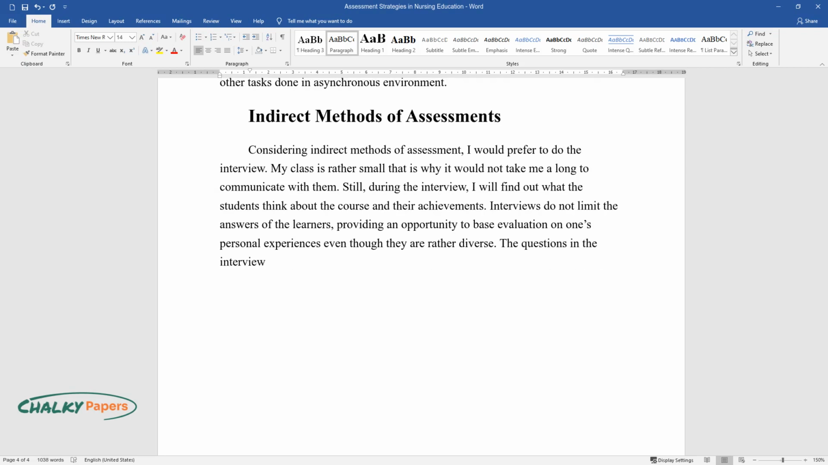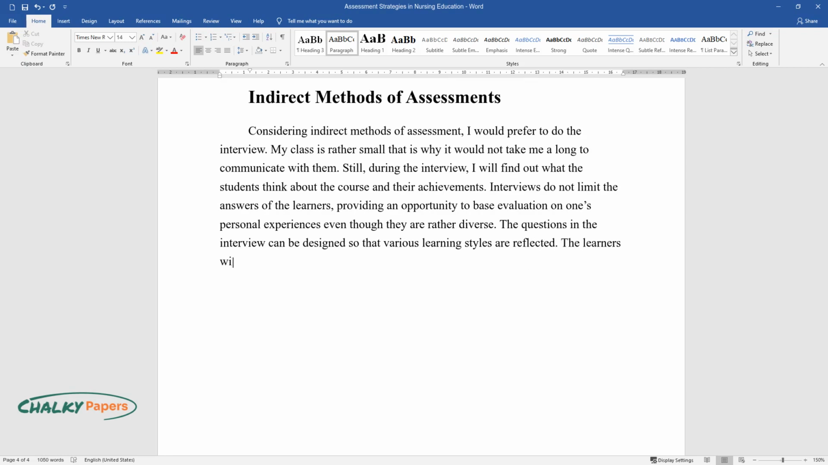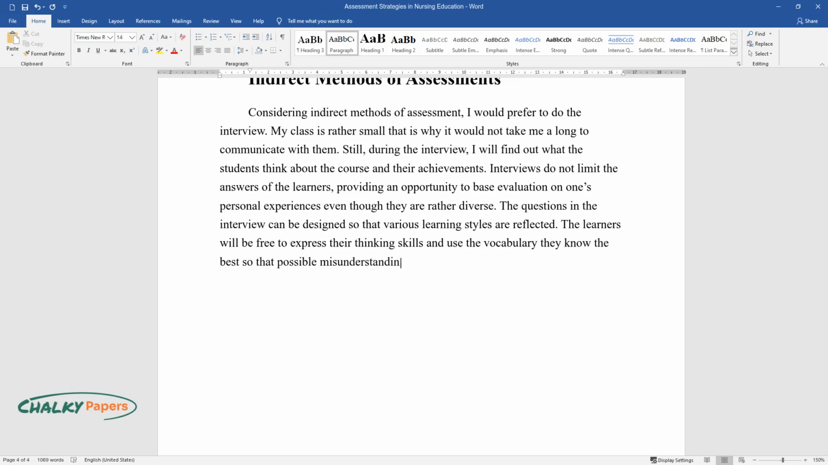The questions in the interview can be designed so that various learning styles are reflected. The learners will be free to express their thinking skills and use the vocabulary they know the best so that possible misunderstandings will be avoided.